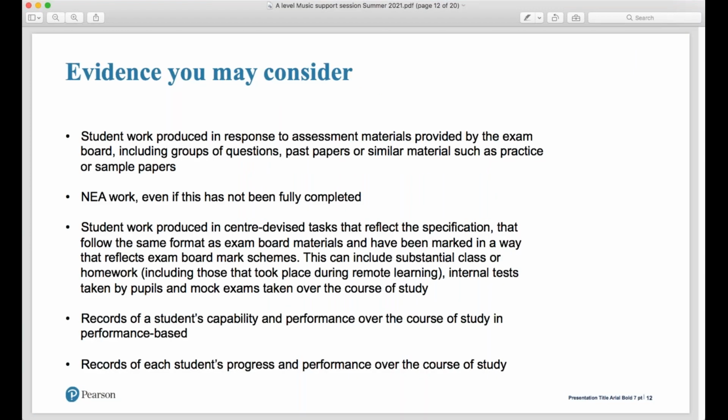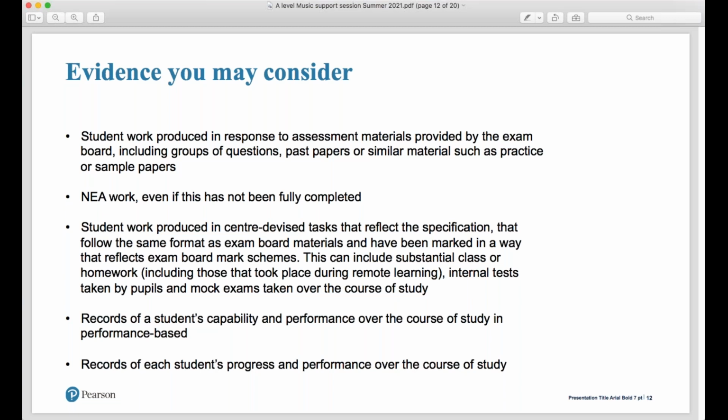Okay, just to go through some of the comments around that. Please could Pearson advise which grade boundaries we should use to ensure a consistent approach across centres? I mean, that's something that I can feed back to people within the business.